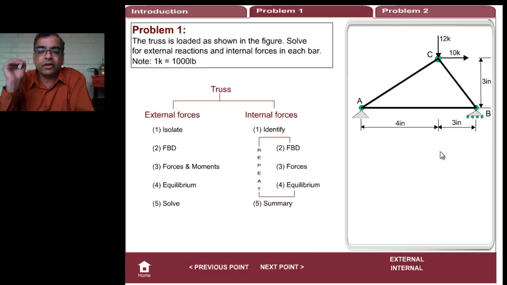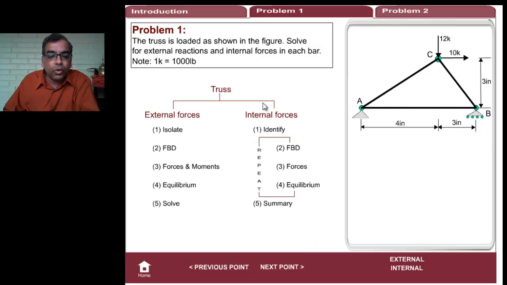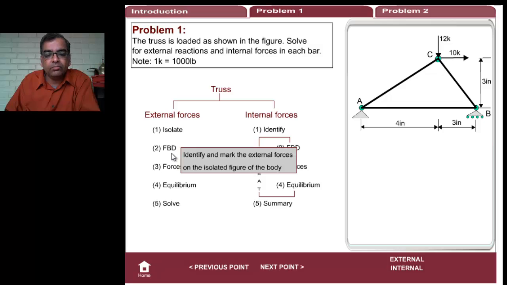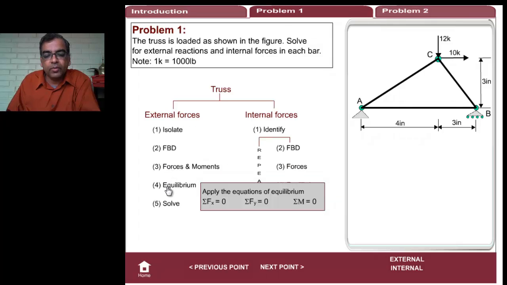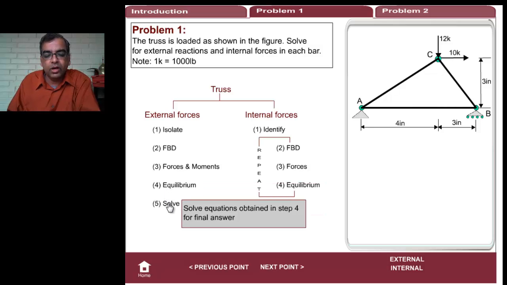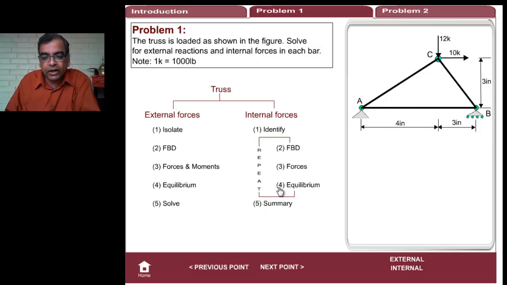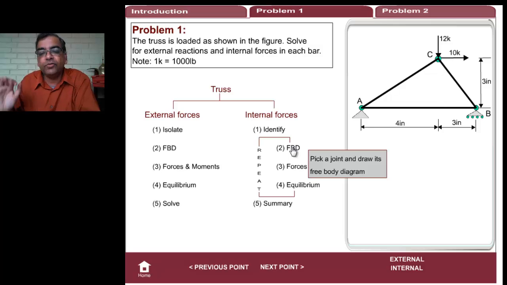So here is our truss. We look at the whole free body diagram. We are going to isolate the body, draw its free body, calculate the forces and moments like what we would do for any other object. Use the equilibrium equations, summation of forces x equal to 0, summation of forces y equal to 0, summation of moments equal to 0, and solve it. Once we have finished the outside one, then we go to the inside and pick a joint and draw its free body diagram.